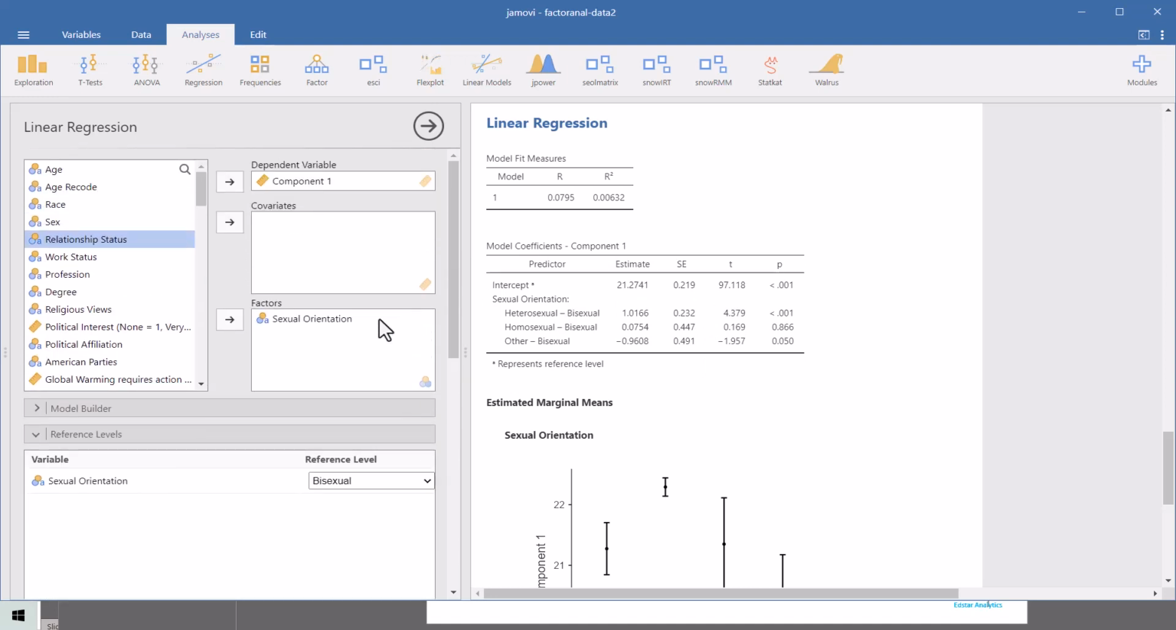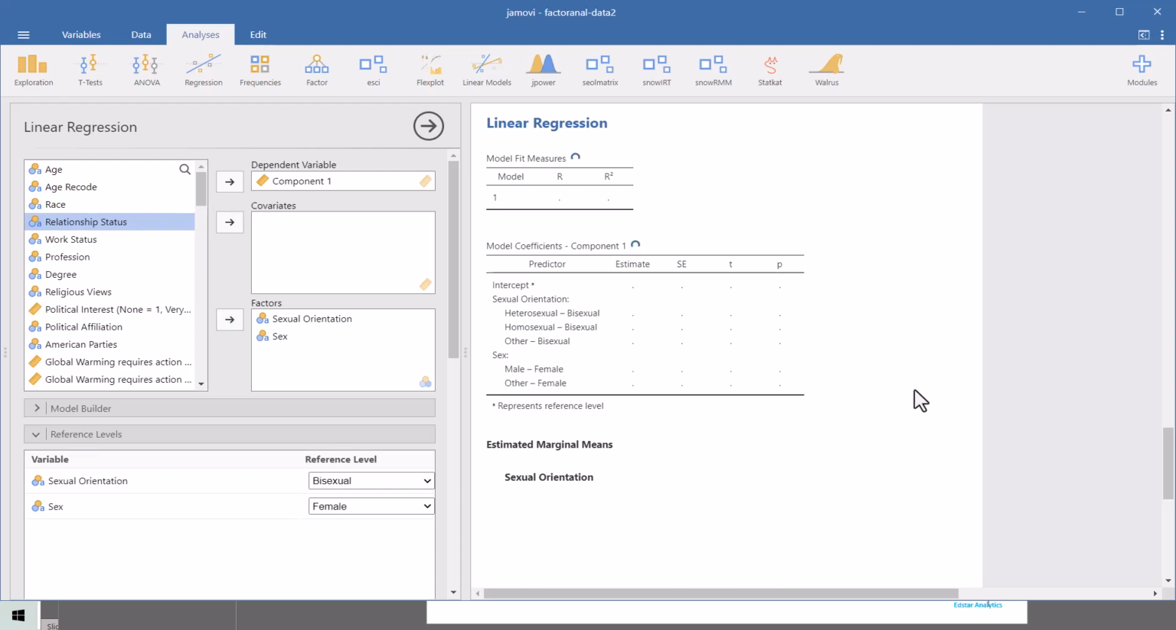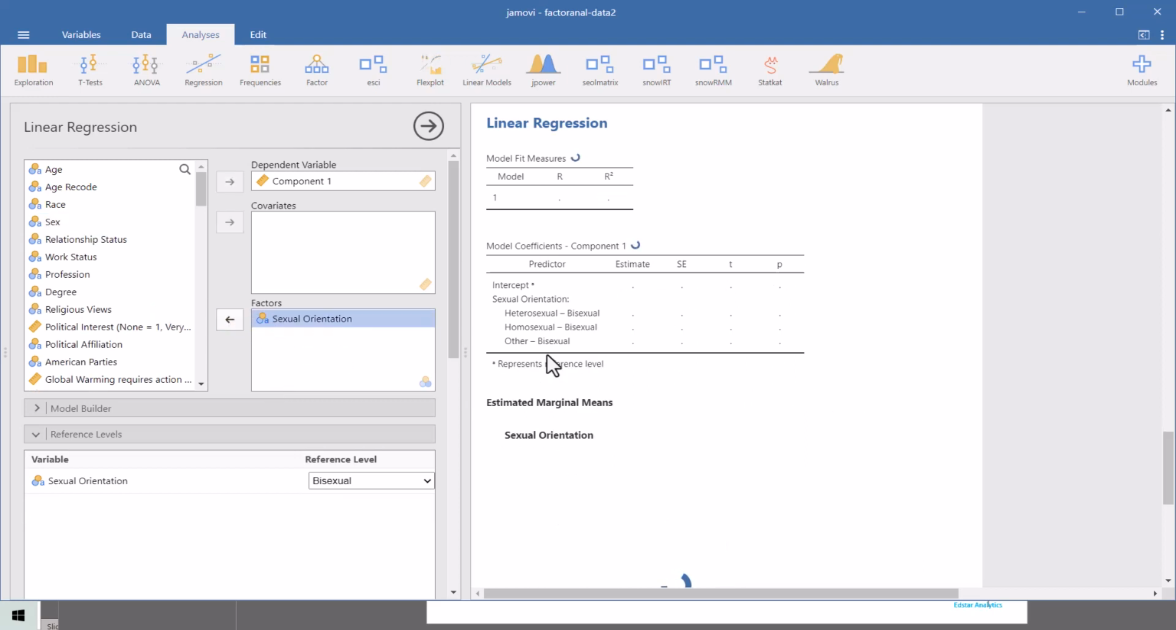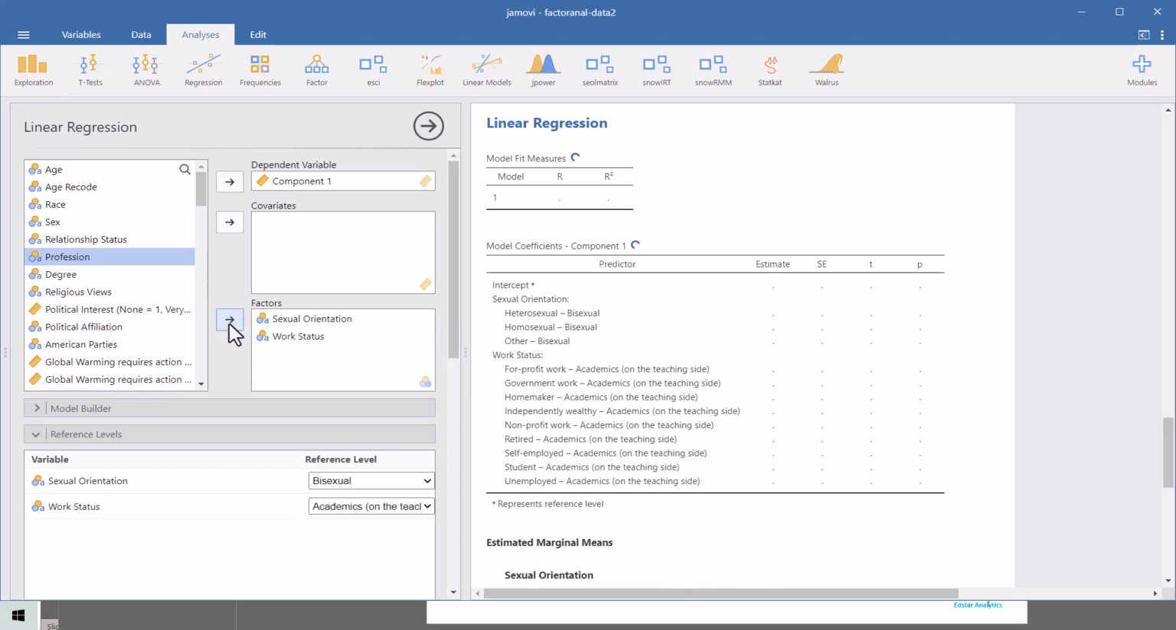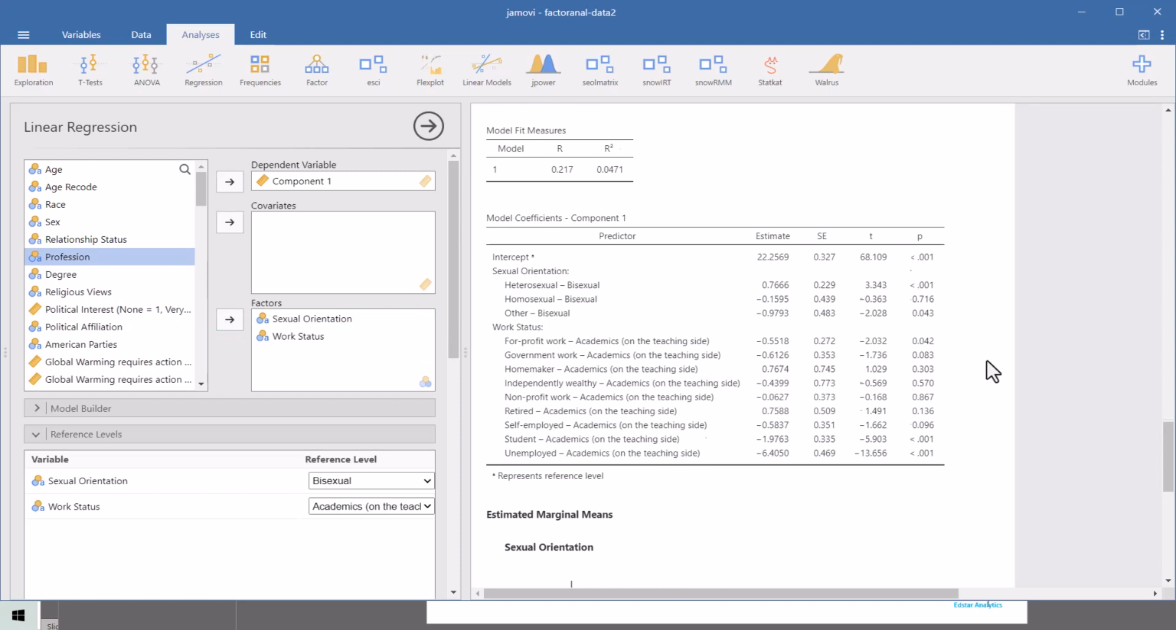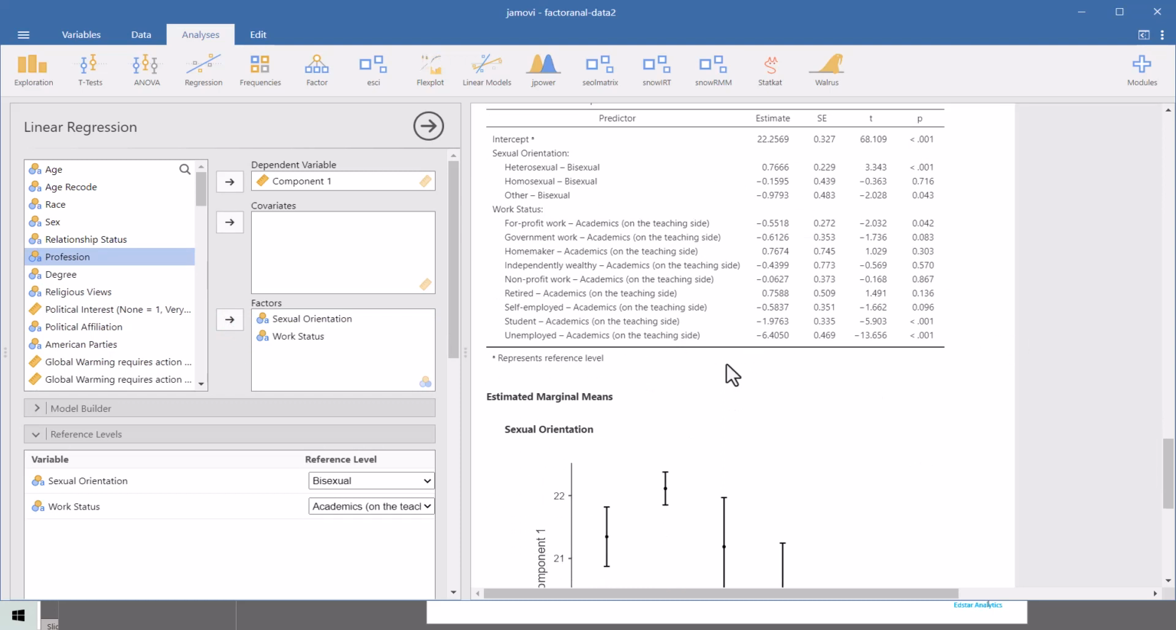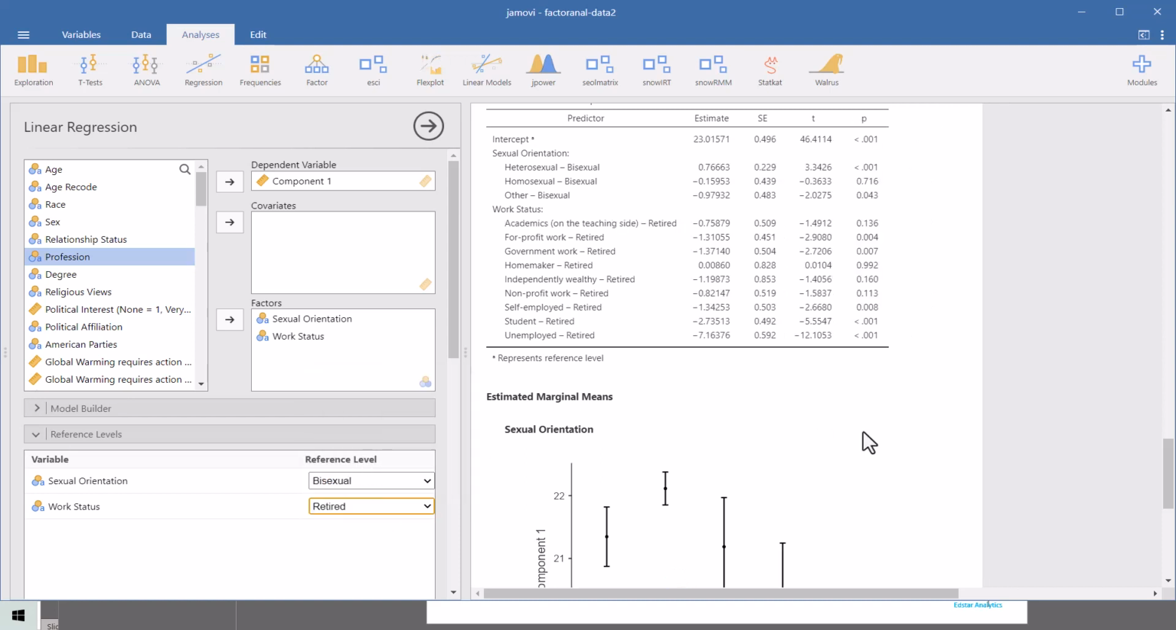Let me show you. I'm going to do this. Sex means gender, I think. So let's put that in with it. I don't know what kind of variable that is. So we'll take it out. We'll see if work status works. So we have all these kind of work statuses, and we're comparing to academics for all of them. You can compare to whatever you want. Let's compare everybody to retired. And if it's negative, that means the one on the left is less satisfied.